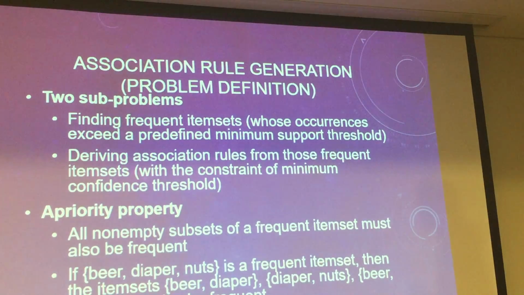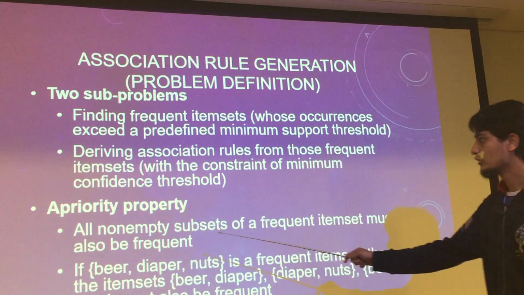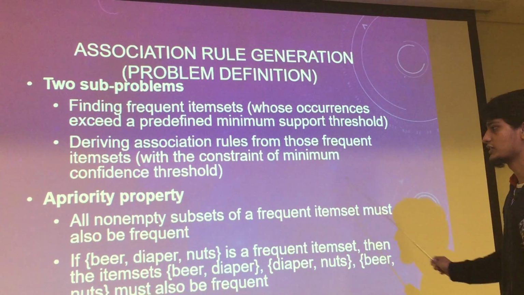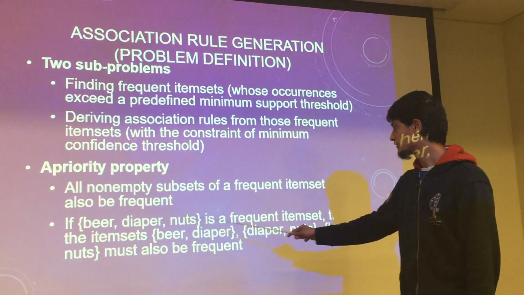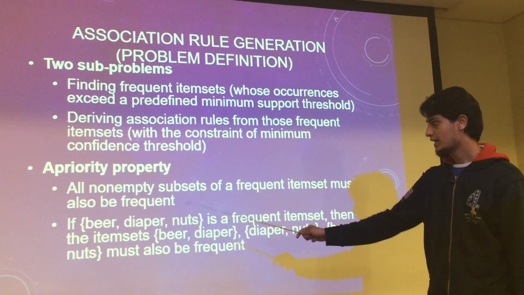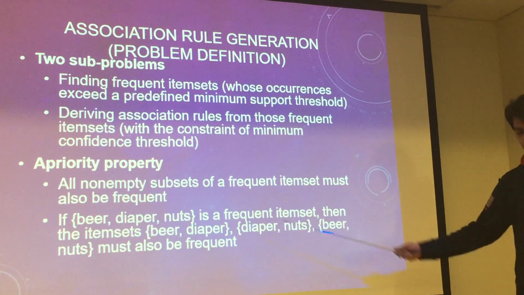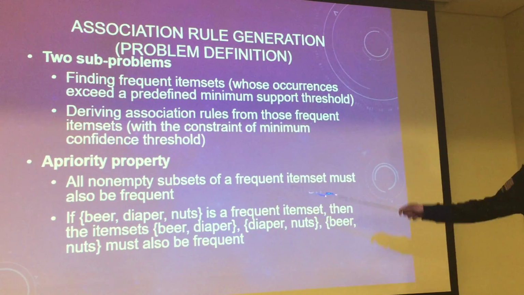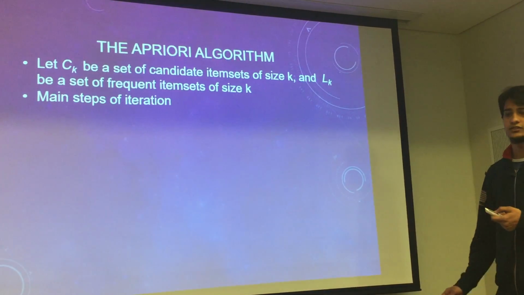We use a property called the apriori property, which simply states that all non-empty subsets of a frequent item set must also be frequent. For example, if I say beer, diaper, and nuts is a frequent item set, that means beer-diaper, beer-nuts, and diaper-nuts, they all should be frequent. That is the apriori property. So using that is one way to generate frequent item sets.